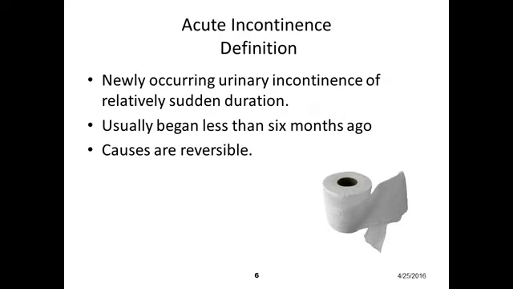Incontinence can be broadly classified as either acute or chronic. Acute or transient incontinence is defined as a newly occurring urinary incontinence. It began recently and with an abrupt onset that is often related to an acute illness or injury. It is reversible with appropriate treatment of the underlying condition.